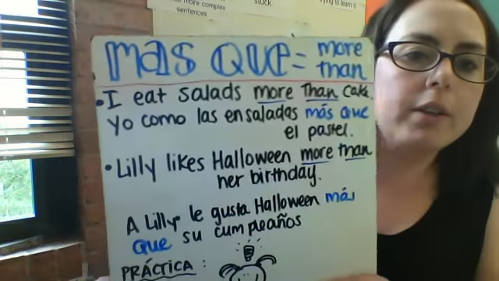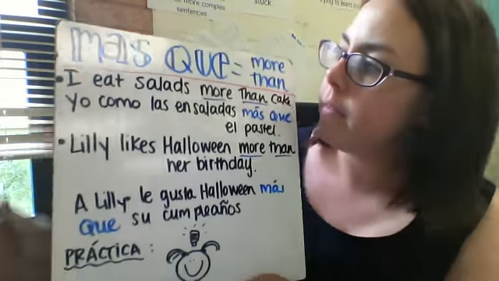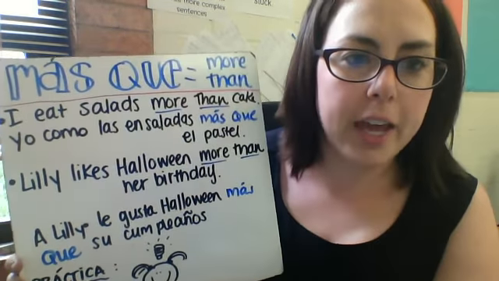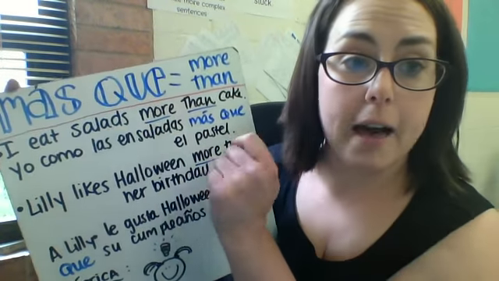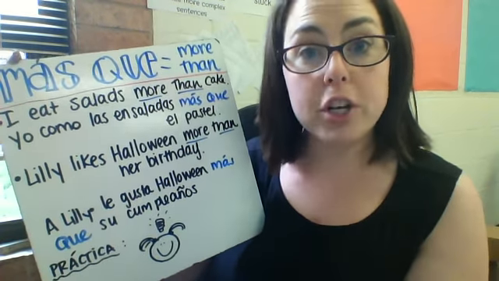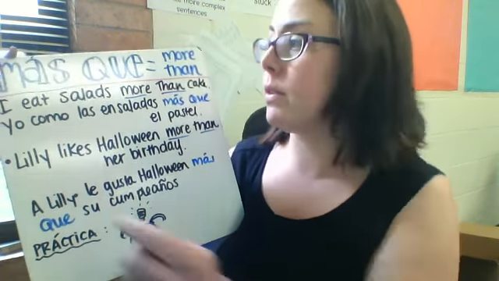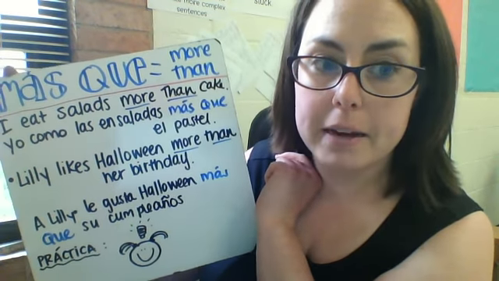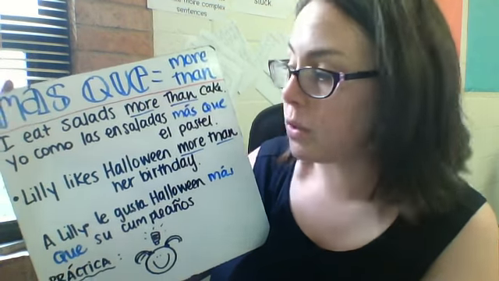we could say more than. So for example, I might say, I eat salads more than cake. Okay, here I've used a verb saying I eat something, I eat salads, so I'm comparing how much I eat salads to how much I eat cake, and that's using a verb and then additionally nouns. Okay, so yo como las ensaladas más que el pastel. Just more than. This is really exactly the same as the English sentence would be.